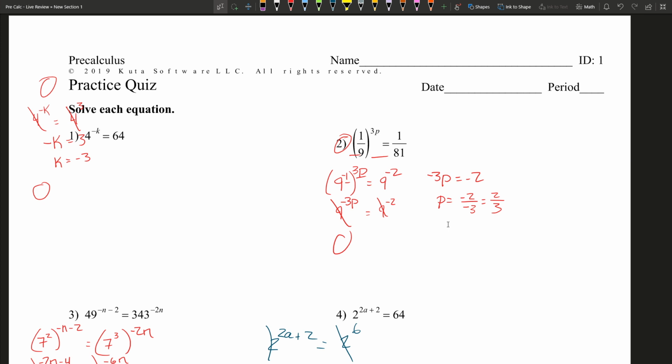So 1/9 is 9 to the negative first. And 1 over 81 is 9 to the negative second. And once you get that, the rest is algebra. And then this is your answer.